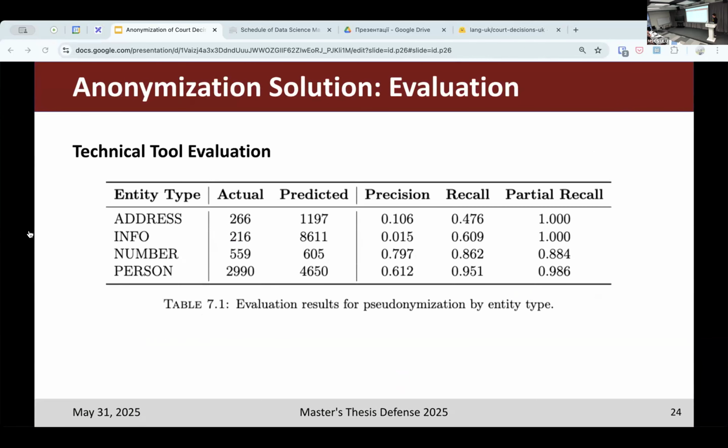So let me get back to the previous slide. As you can see, the name frequency dictionary is targeted to the person class, and I cannot say that this recall of 0.85 is low. So I think that it's still okay to have this way of data compilation and work with names from news and social media sources.